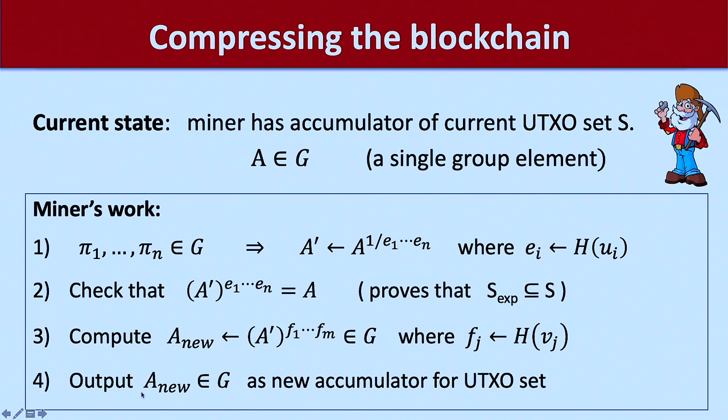Is that a quick question? What if the proof exponentiation failed? Then the miner would need to check the proof exponentiation one UTXO at a time to find the one that may have failed. You have to do binary search. Yeah, absolutely, if it fails. But let's go with the easy path, where everything is working. Otherwise, there's a recovery path you have to go through.